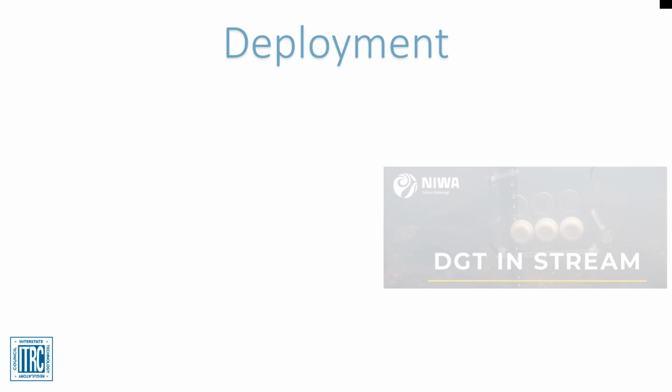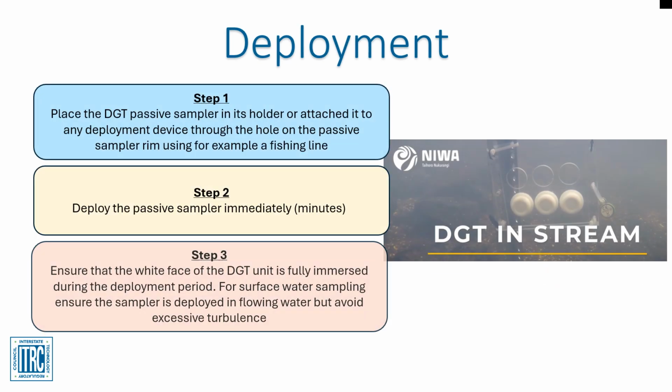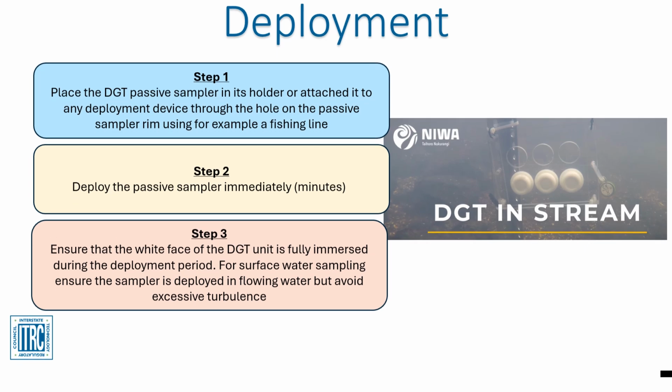For deployment into water, follow the following steps. Place the DGT sampler in the plastic holder, or attach the sampler through the hole on the device rim using a thin line. Deploy the passive sampler immediately after opening. Ensure that the white face of the DGT unit is fully immersed in water during the entire deployment period. When deploying to surface water, avoid excessive turbulent flow, and fix the DGT device to a firm point.